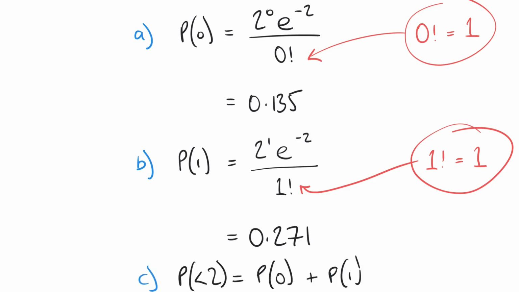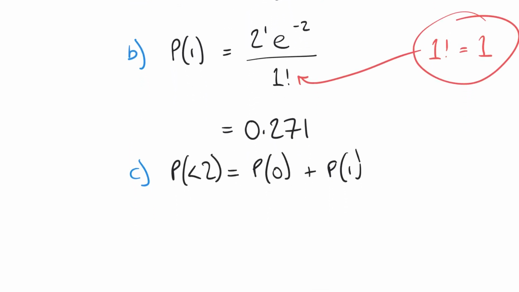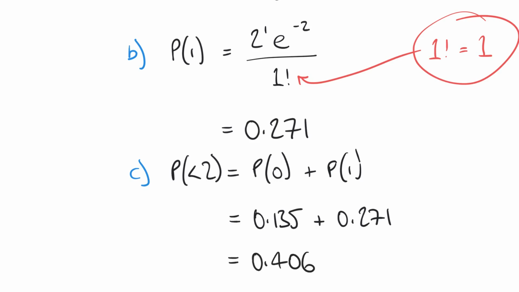So we can say something like this: the probability of less than 2 must be equal to the probability of 0 plus the probability of 1. We know these values, we can add them together to get something like this, 0.406 or 40.6%. So hopefully that video has been helpful as a very, very basic introduction to the Poisson distribution with some simple examples as well.